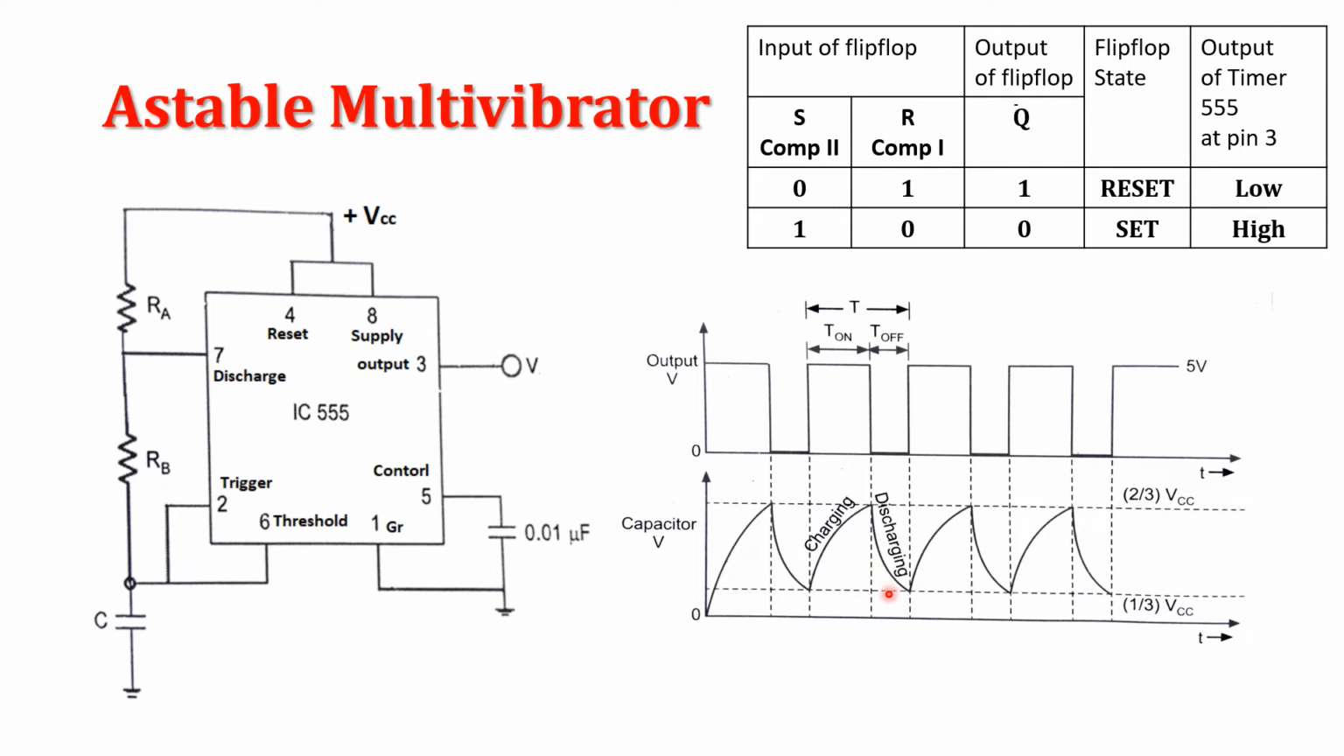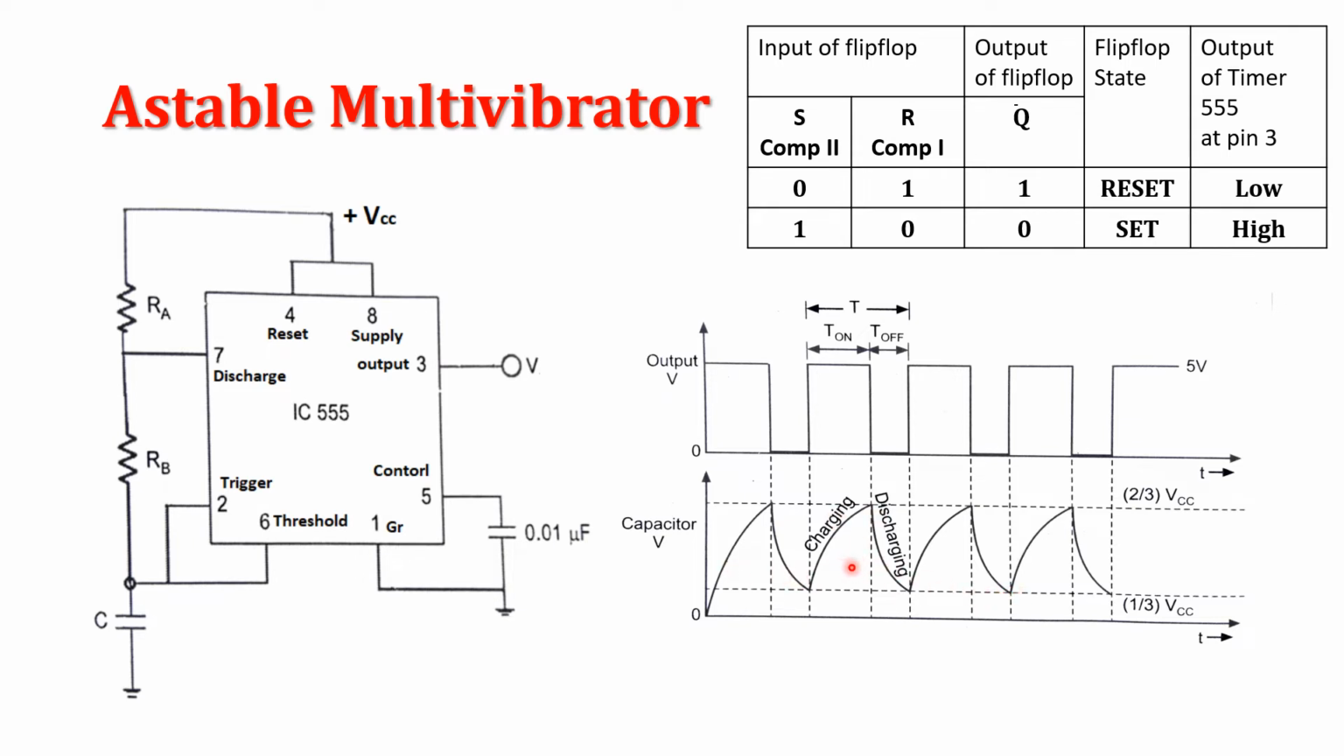The process of charging and discharging of the capacitor is continuously repeated so that the output of the timer goes alternately high and low, and it generates a square wave. As a result, the output shows a square wave, and the corresponding charging and discharging is shown here.